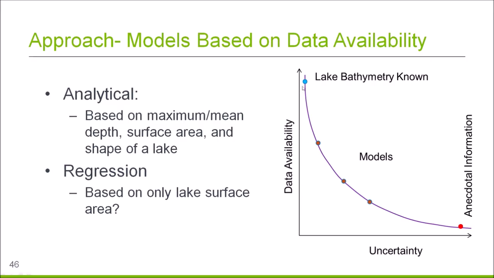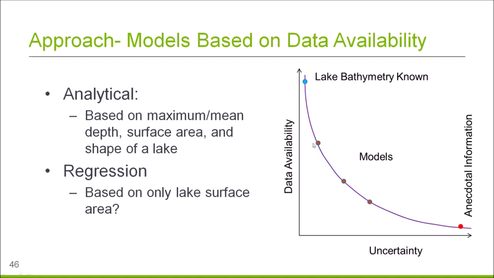So definitely in an ideal situation where we have all the lake bathymetry, you actually have very low uncertainty in estimating water volume, right? And when you have no information at all, you have a very high uncertainty in estimating lake water availability. So what we try to do is develop different models in this range, so that if you have some information, you can try to minimize the uncertainty.